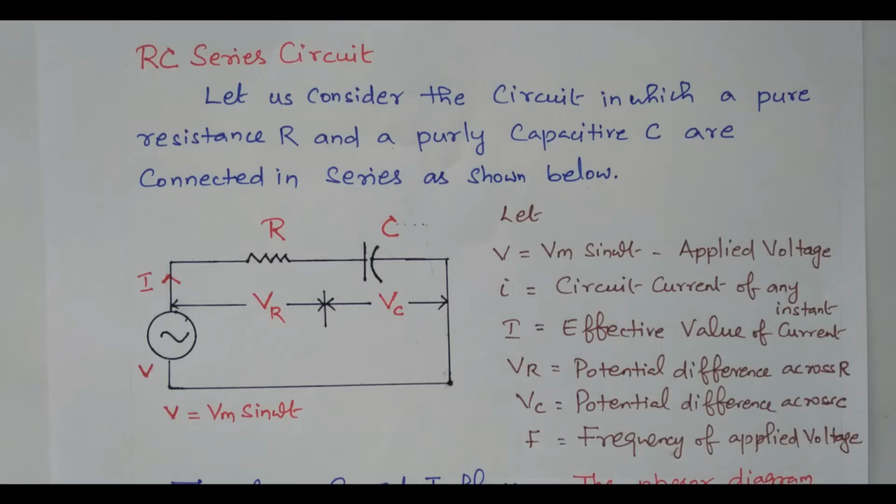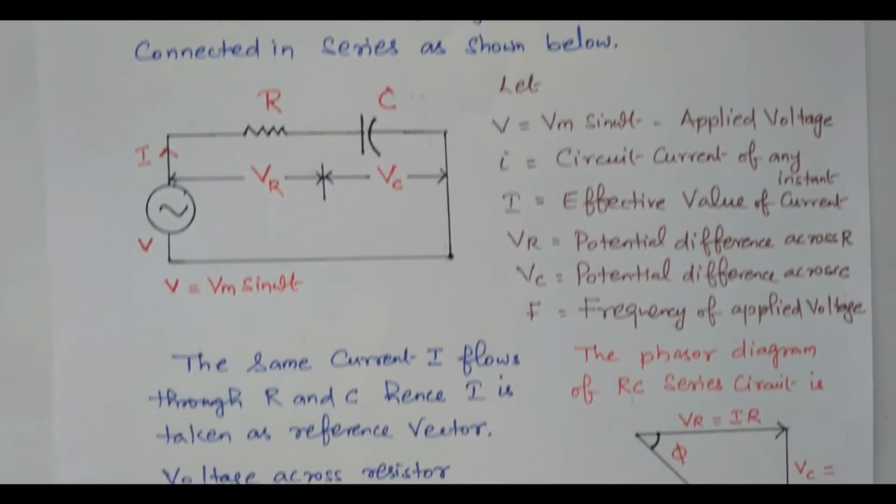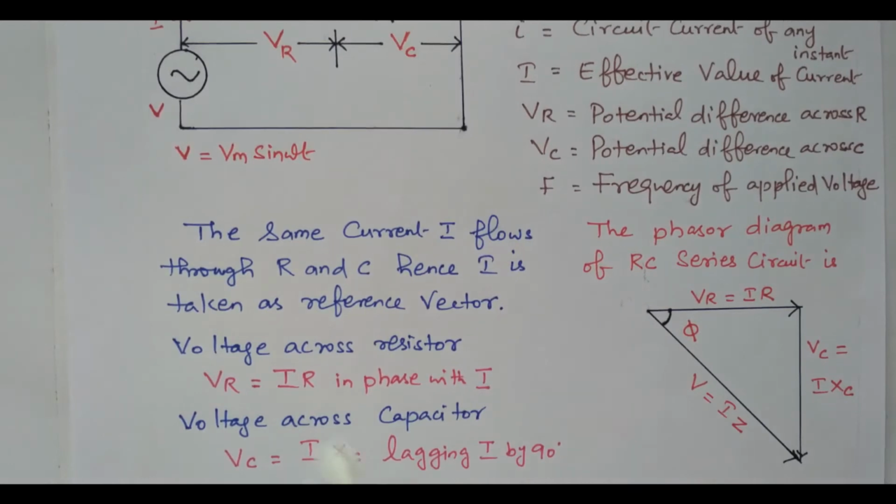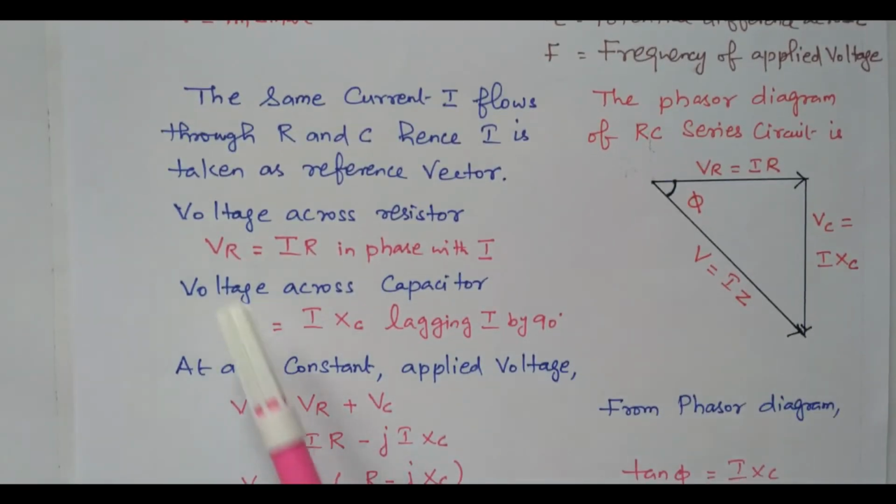F is the frequency. Now in this series circuit, the same current I is flowing through the resistor as well as the capacitor. So the current is taken as a reference vector. Now we are going to draw the vector diagram. In that we are taking current as a reference vector because the same current is flowing through the capacitor as well as the resistor. So the voltage across the resistor VR equal to IR, in phase with the current. The resistor, we know very well, is always in phase with the current.